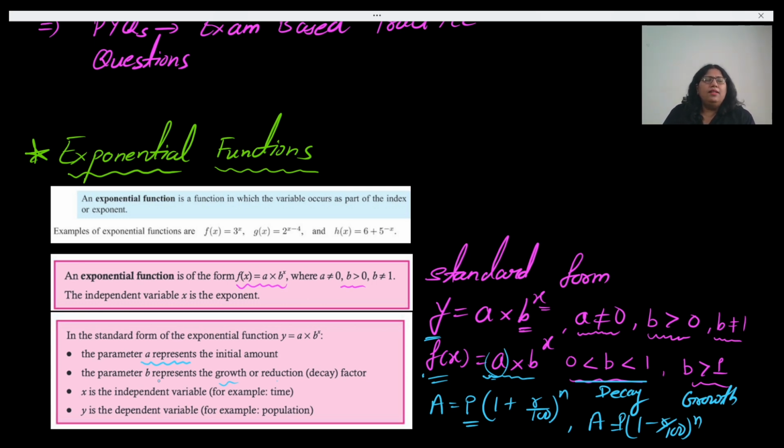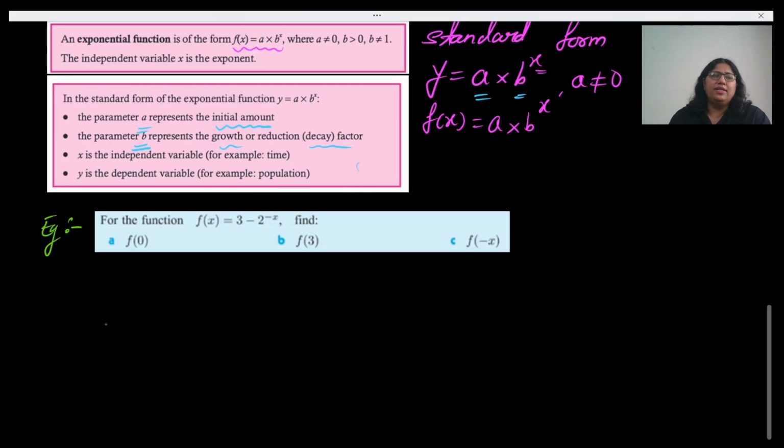So this is a real life application. Other than that, x is the independent variable, because the x value is going to decide the y value here. So x is the independent variable, y is known as the dependent variable. One example.